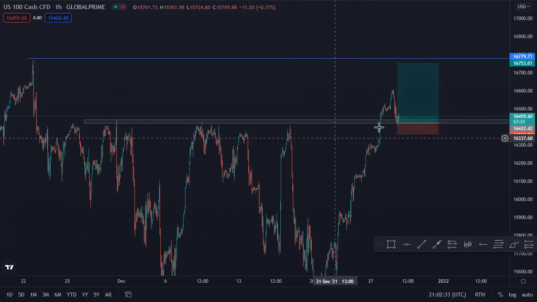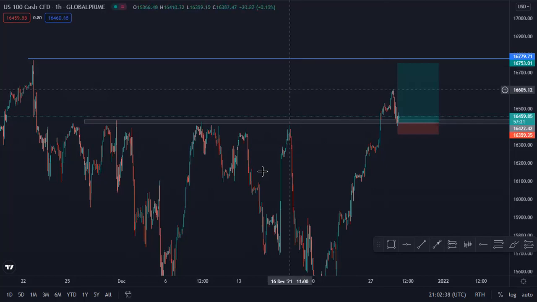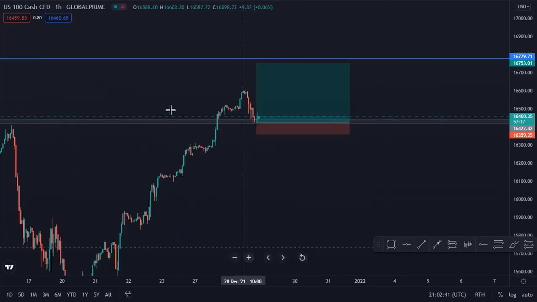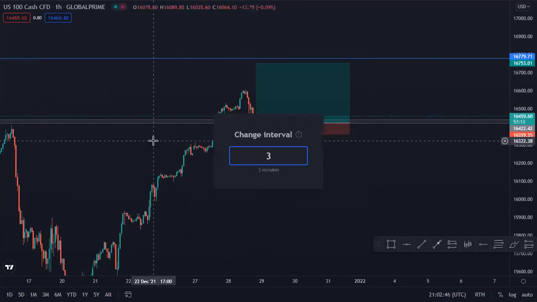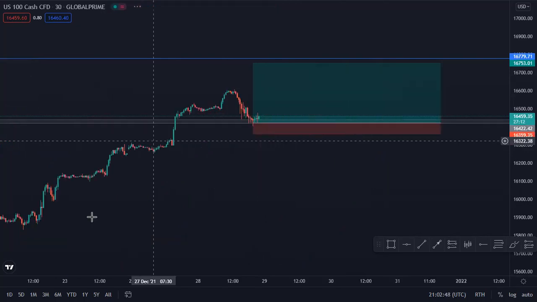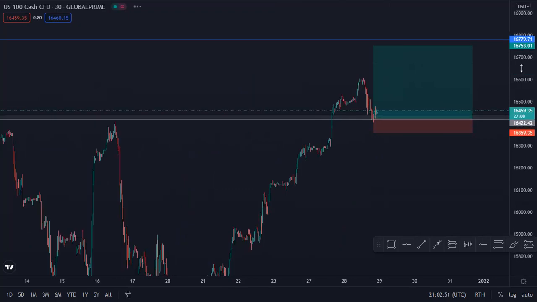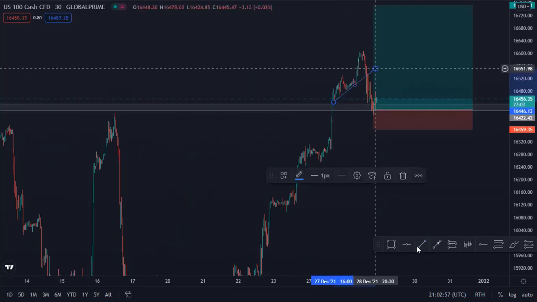As you can see right here, this was a reversal pattern also. Let me show you what I'm talking about, guys. Let me jump into the 30 minutes time frame. We had a reversal pattern right here. This is the reversal pattern I'm talking about.